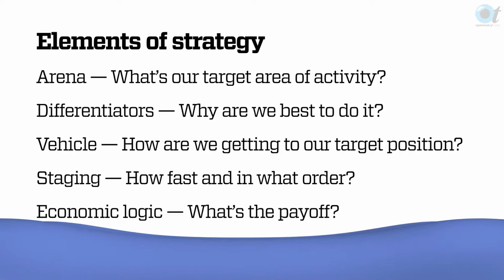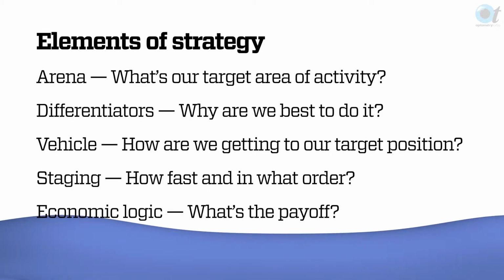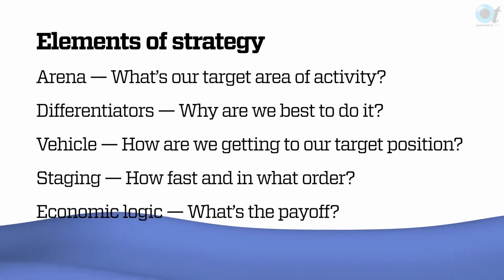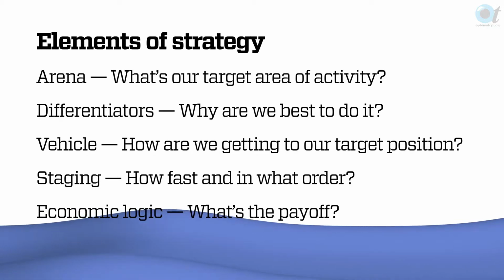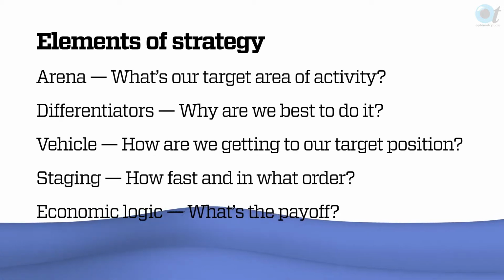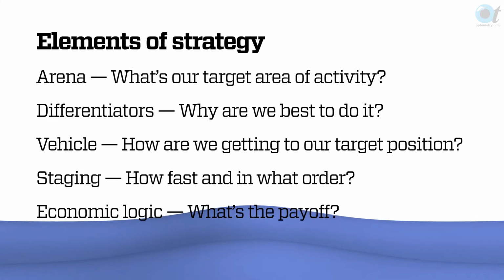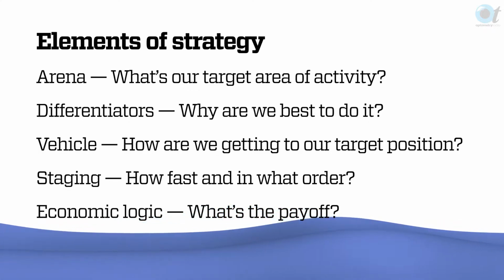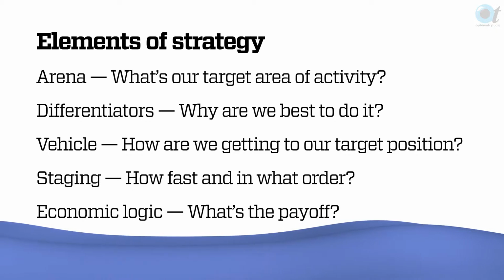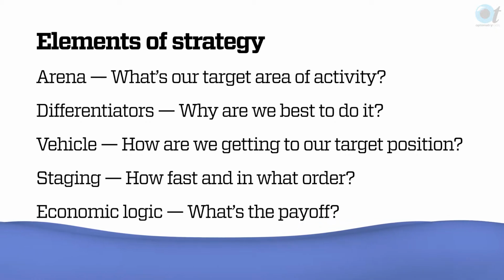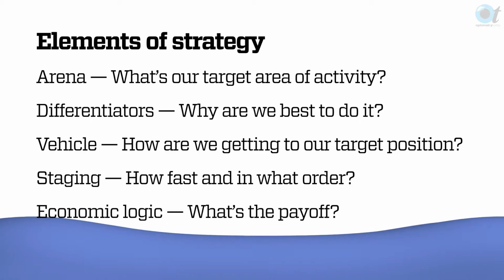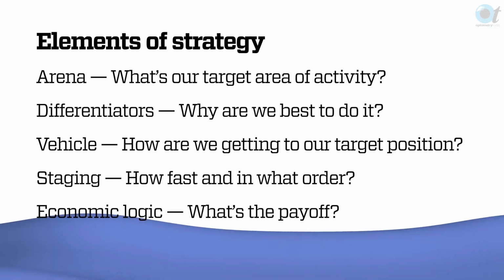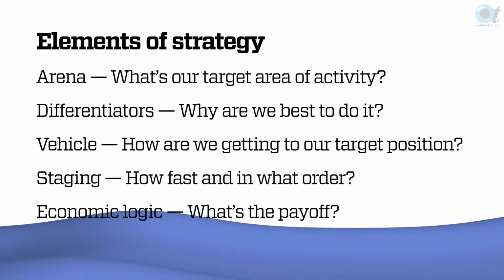Things might completely change. So here's some of the elements of strategy. These are some things that you might want to think about. What is the target area? You know as an optometrist what your target area is on a day-to-day basis. Is that where you want it to continue to be? And why is it better for you to do that than the person down the road, or the person in London, or the person that's working online and selling stuff that you've never heard of? And then how are you going to get to where you want to get to? And then how fast? And then what's the payoff?